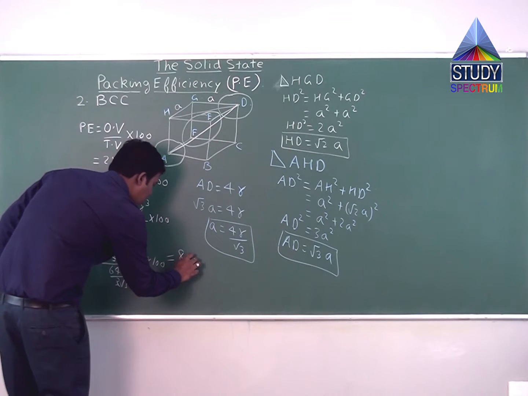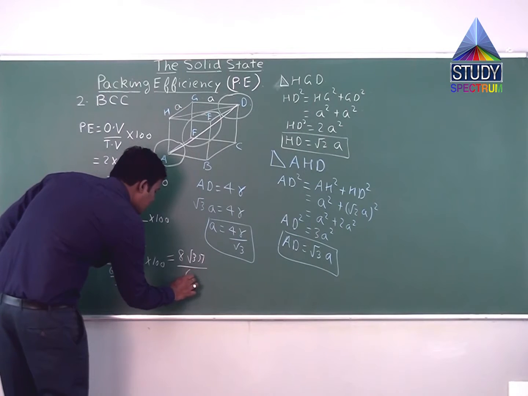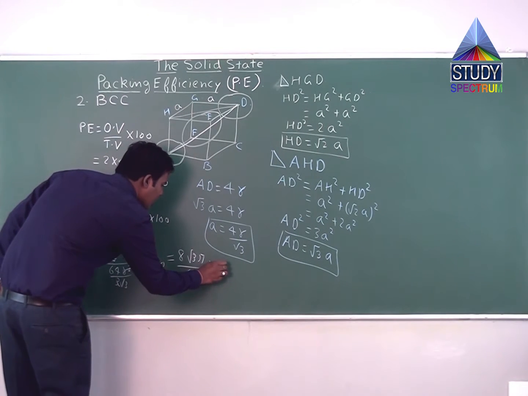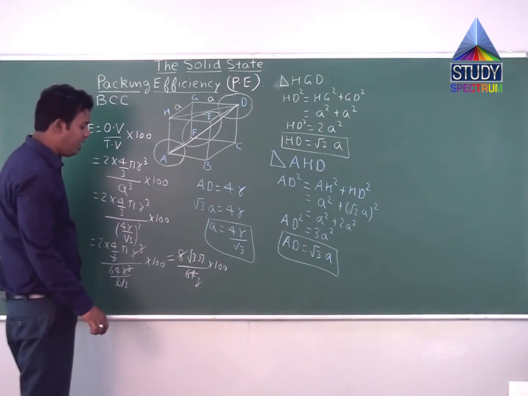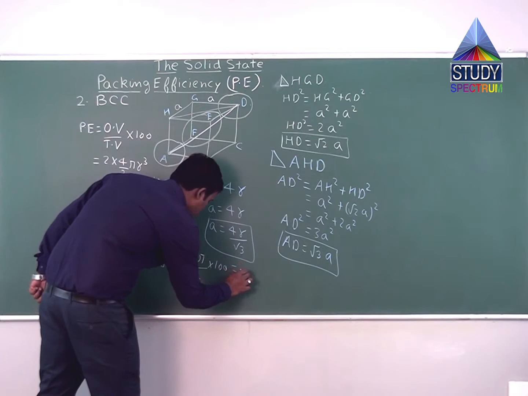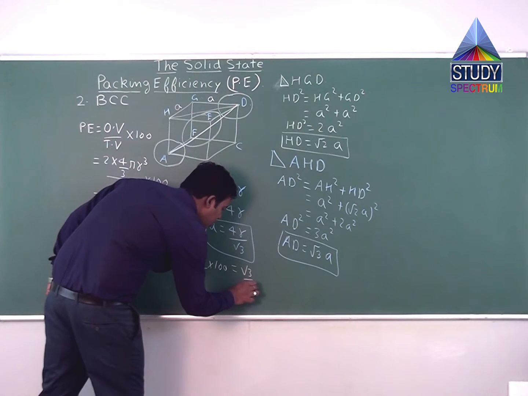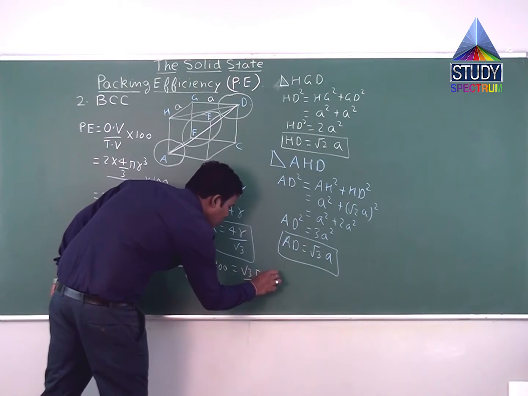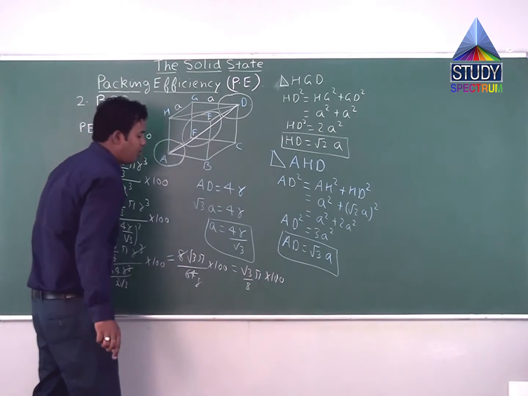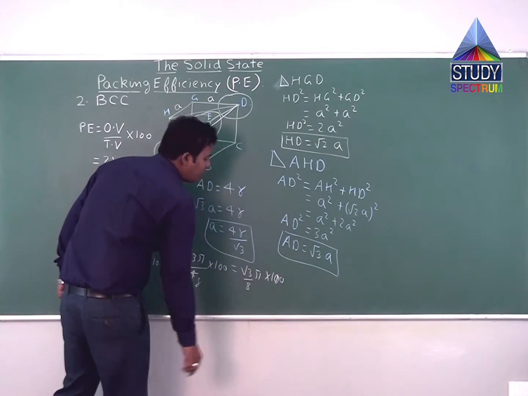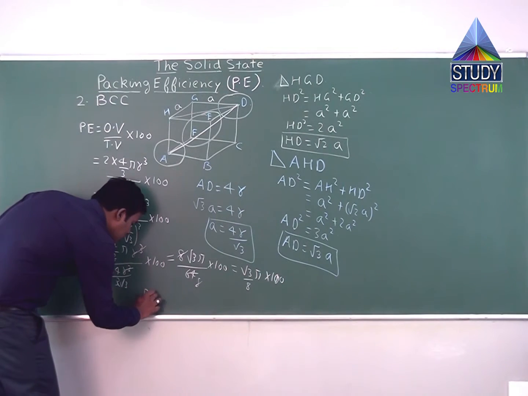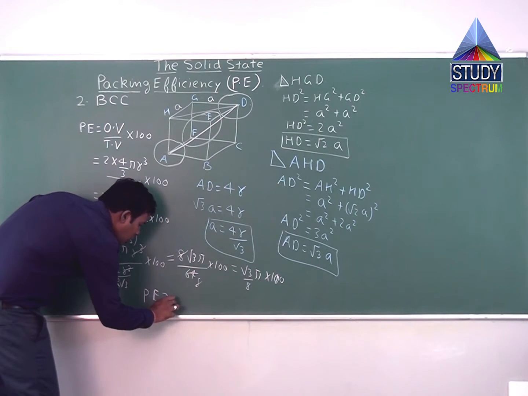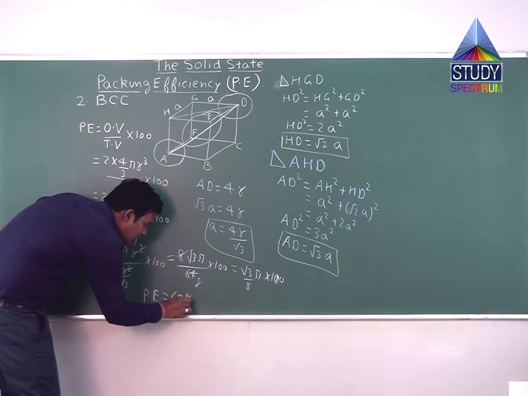8 root 3 pi upon 64 into 100. Now this 64 also gets cancelled from 8 because 8 into 8 is 64. So this becomes simply root 3 by 8 pi into 100. Now if you substitute the value of pi as 3.14 over here, then packing efficiency turns out to be almost 68%.